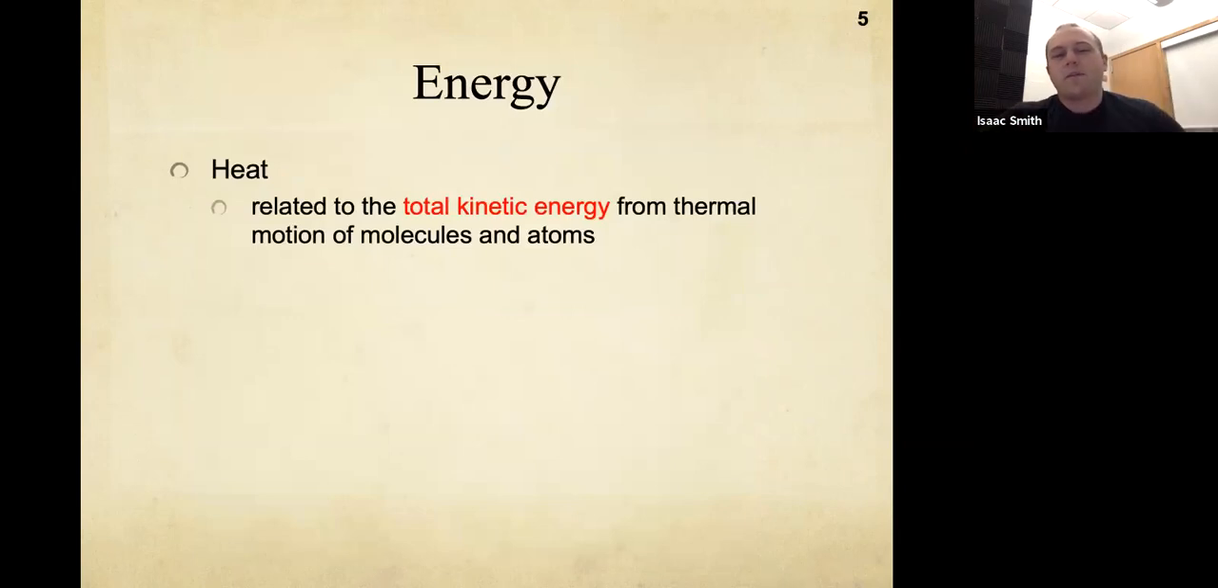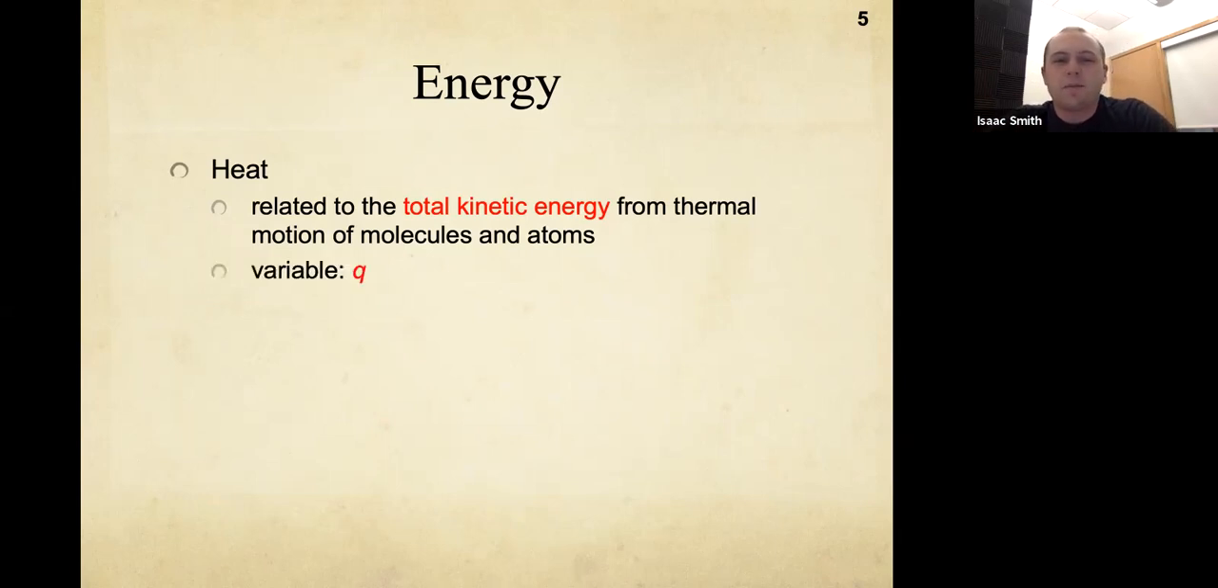All right. So in chemistry, think of energy and heat as very related, okay? Even sometimes you might hear these terms used interchangeably. But heat is really related to the total kinetic energy from the thermal motion of the molecules and atoms, right? So the faster the molecules and atoms are moving, the more heat is in that molecule, okay? So that's how you can think about it. And when you add heat to something, what you're really doing is speeding up the motion of the molecules and atoms.